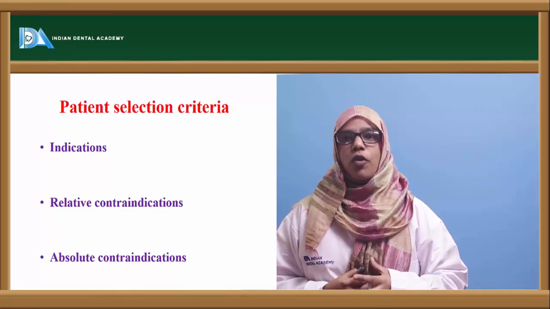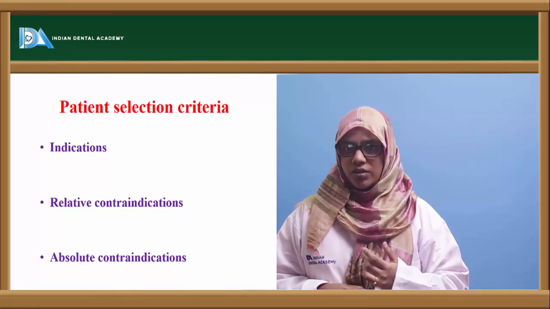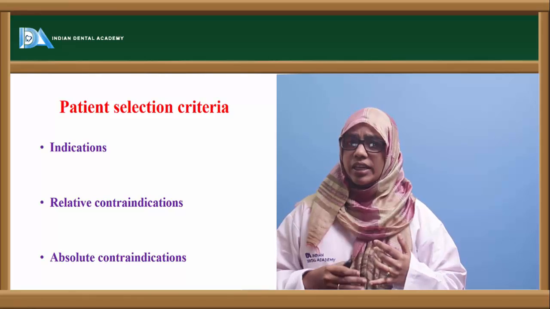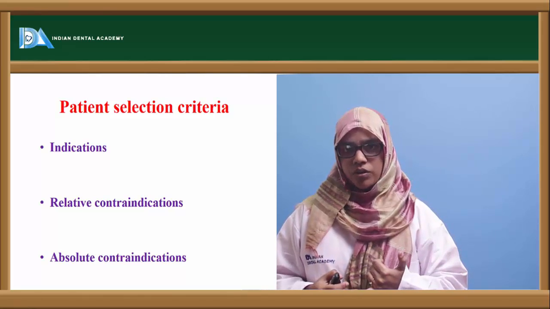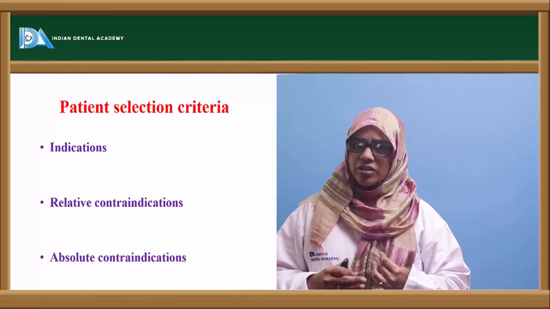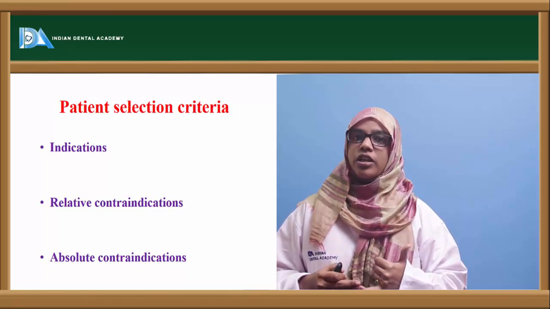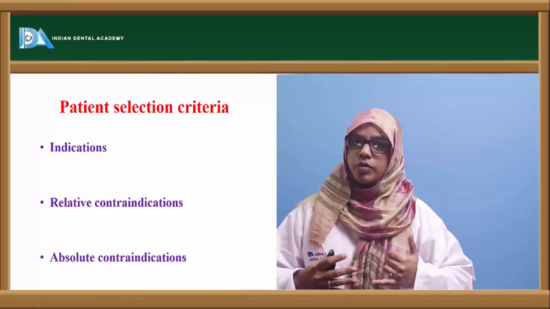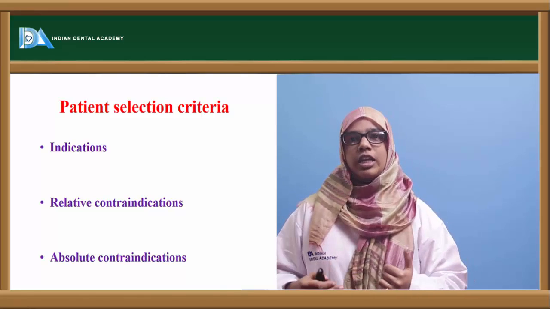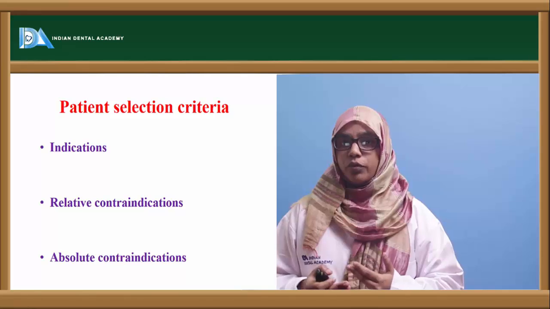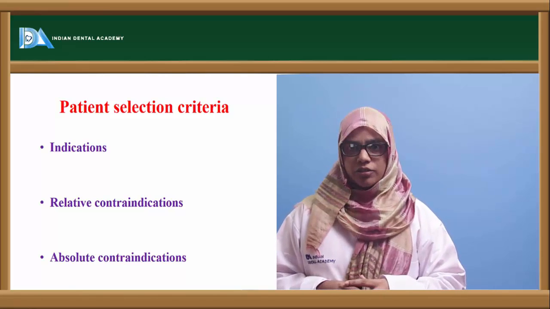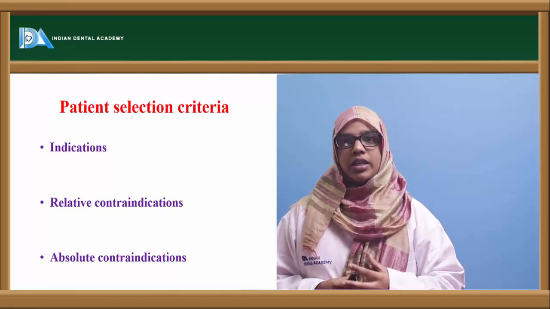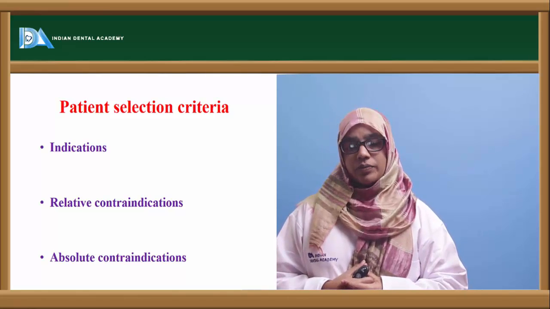Now, what is a relative contraindication? Smoking is a relative contraindication because it delays the healing process. The chances of primary stability decrease more. It is not an absolute contraindication, but it is a relative contraindication wherein you have to ask the patient to stop smoking for some time during the healing phase of the implant. Then bruxism, then chronic sinusitis. These are relative contraindications. A controlled medical condition is also a relative contraindication.